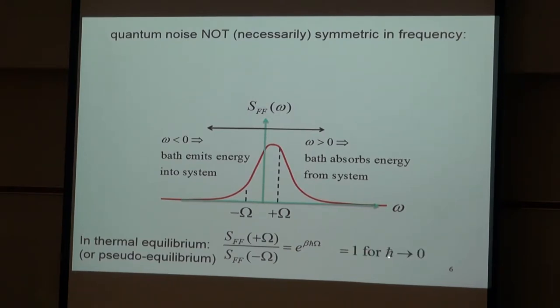And then, of course, in the classical limit where h bar goes to 0, this ratio will become 1, and we recover my statement from before that the noise spectral density is symmetric in frequency. Okay?